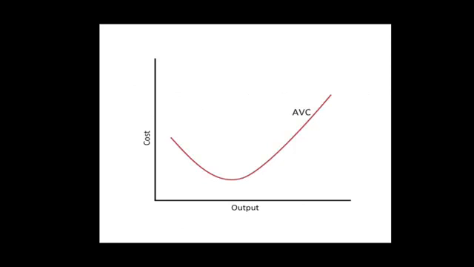Thus, the average variable cost curve is U-shaped as shown in the figure here. As we can see, the average variable cost curve first falls, then reaches a minimum, and finally rises.